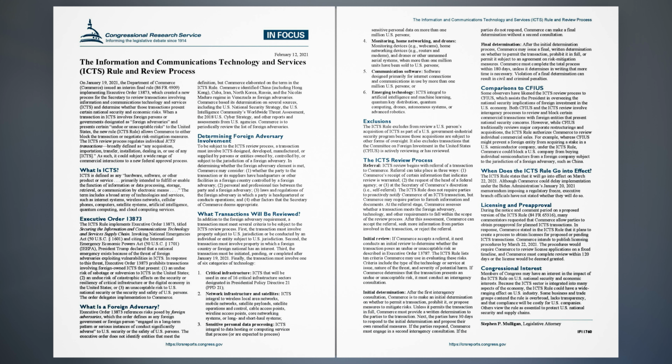When a transaction in ICTS involves foreign persons or governments designated as foreign adversaries and presents certain undue or unacceptable risks to the United States, the new rule, the ICTS Rule, allows Commerce to either block the transaction or negotiate risk mitigation measures. The ICTS review process regulates individual ICTS transactions, broadly defined as any acquisition, importation, transfer, installation, dealing in, or use of any ICTS. As such, it could subject a wide range of commercial interactions to a new federal approval process.